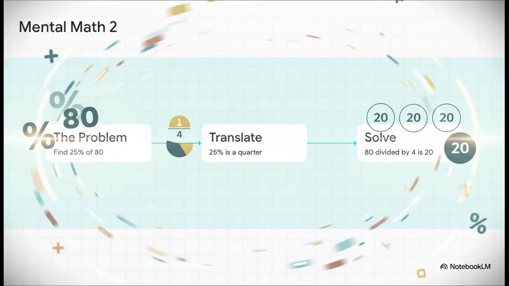Next up, what if you need 25% of 80? Again, let's translate it. 25% is the language of percentages, but in the language of fractions, it's just a quarter. A quarter of 80, which is just 80 divided by 4, is 20. Look at that. You've just effortlessly calculated 25% entirely in your head.